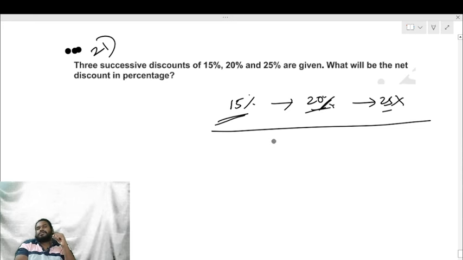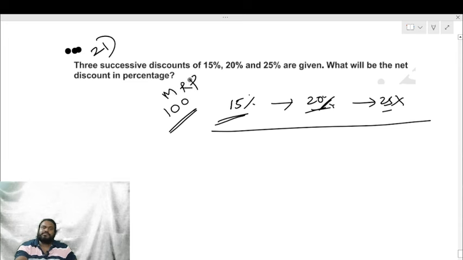Okay. Now, these types of questions can be solved by assuming a number. I'll take 100 as the value of that product. MRP 100 is there. On the product, MRP is written as 100 in a shop.